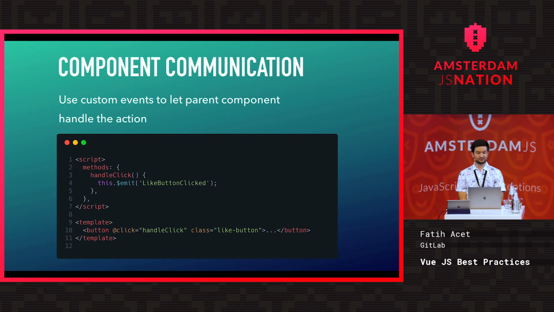Use custom events to let the parent component handle the action. We pass these properties down to the child components, but what if an action happens in those components? Again, props down, events up. Child components should let the parent component handle the actions. We can do that by emitting an event in the child component and handling that event in the parent component.